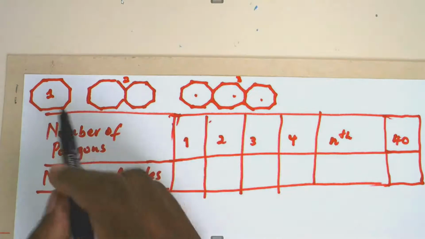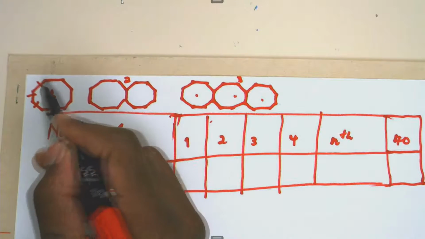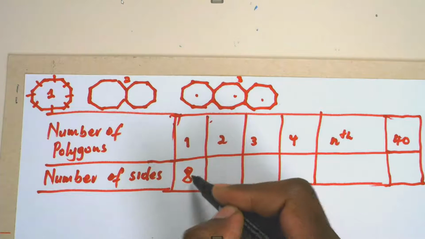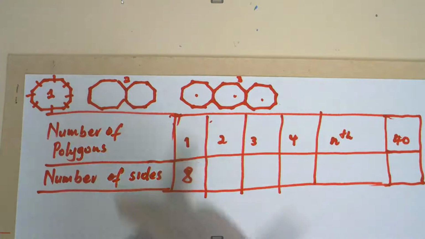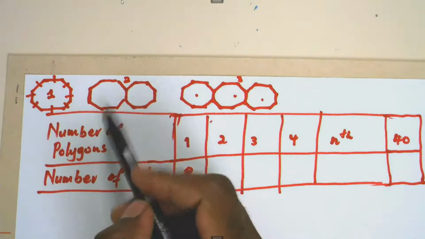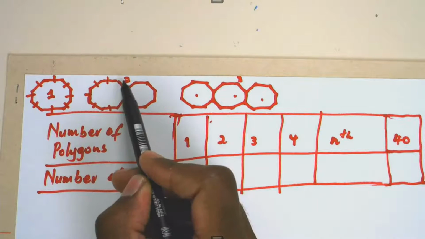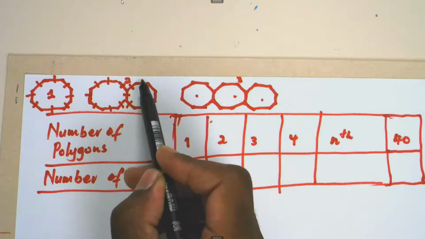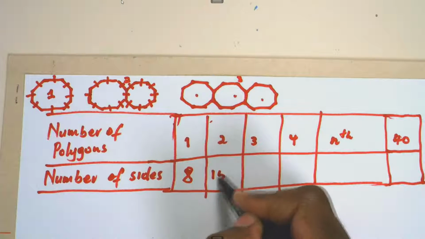Now, in the first, how many sides? Let's count the number of sides. It's going to be 1, 2, 3, 4, 5, 6, 7, 8. So this is a polygon that has 8 sides. We know it's an octagon, guys. So the first one has 8 sides. The second one, let us count the number of sides: 1, 2, 3, up to 15. So the second one has 15 sides.